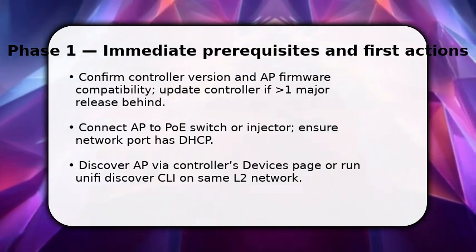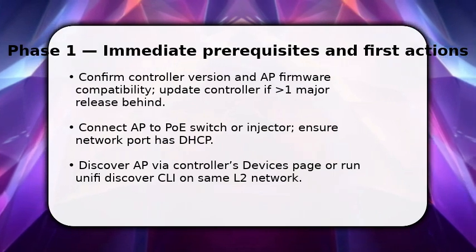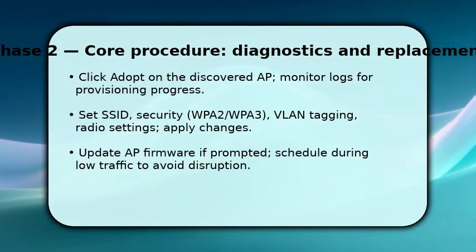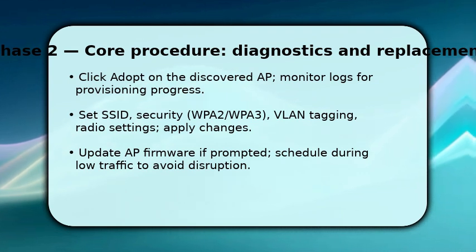Once you click Adopt, the controller pushes settings and negotiates a secure Inform connection. This step can take a minute. You'll configure SSID, security, channel plan, and any VLAN tagging. Do this now so radios provision correctly.